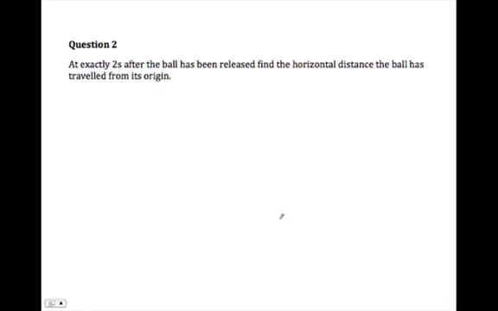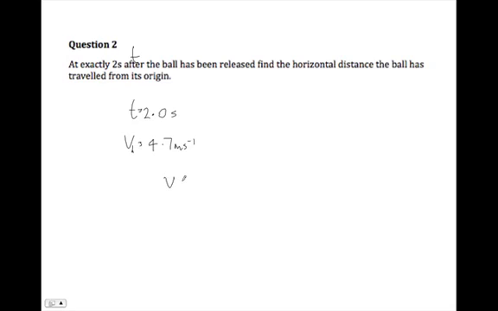Okay, question 2, at exactly 2 seconds after the ball has been released, so time equals 2 seconds. Find the horizontal distance the ball has travelled from its origin. Well, we knew the horizontal velocity was 4.7 meters per second. And in the horizontal direction, acceleration is equal to 0. So it's going to be doing this speed of 4.7 meters per second all of the time.